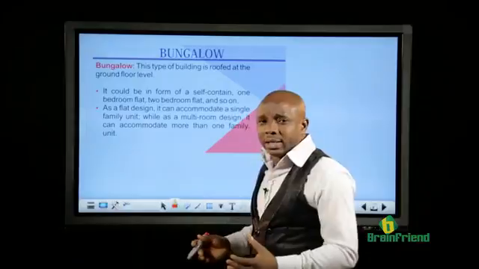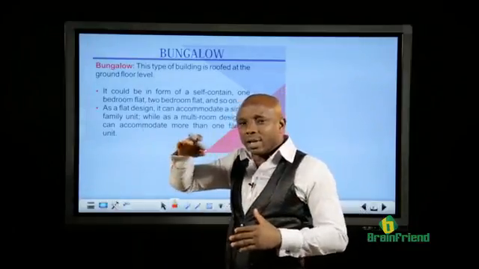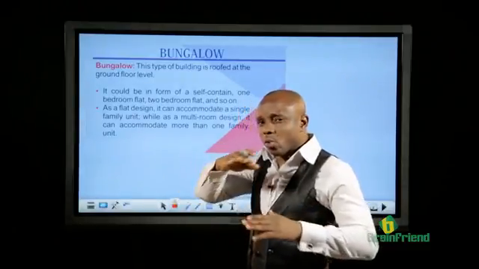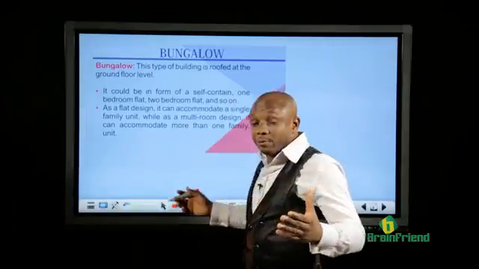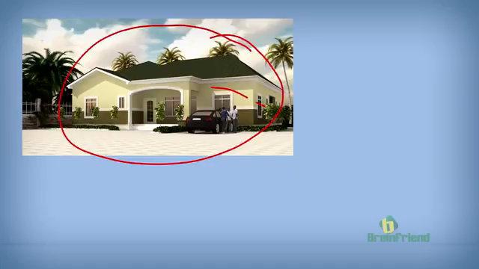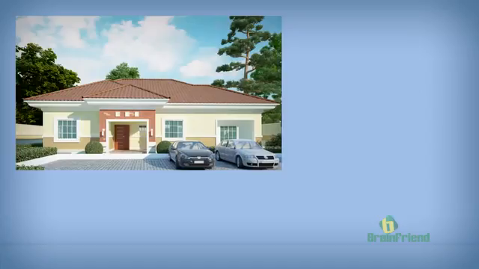The bungalow is a kind of building that is mostly roofed at the ground floor level. The bungalow is mostly a ground floor. It has just one floor, okay? And it could also be in form of a self-contained or one-bedroom flat. Could also be two-bedroom flats, and so on. It can have more flats, okay? And then it is designed to accommodate a single family unit. A typical example of a bungalow, okay? We have another one here, typical example of how a bungalow building looks like.